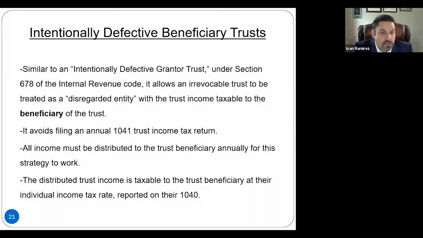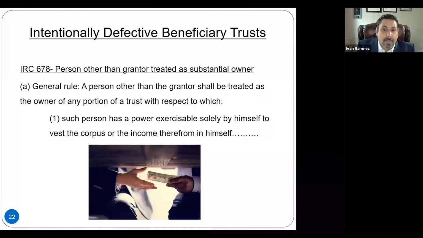So if the trust instrument has that language, that the beneficiary has a right to demand all the income every year, then it qualifies as a beneficiary defective trust, and they pay the trust income at their own individual tax rate under 1040. And here's the language under 678: a person other than the grantor is treated as substantial owner. So basically it's a beneficiary that is paying the income taxes.